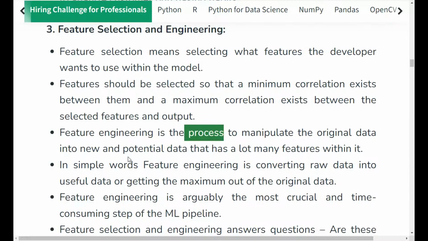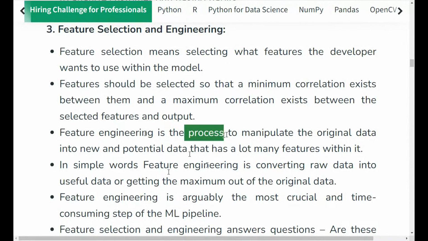That's why I told you, if I have the male and female column, I mean the gender column, I'll change that column into 0 and 1, or any number. That is easy for me to manipulate, and easy for me to analyze in my algorithm. That's why I manipulated that column, to manipulate the original data, and it has a new potential, I mean, new and potential data that has many features within it.